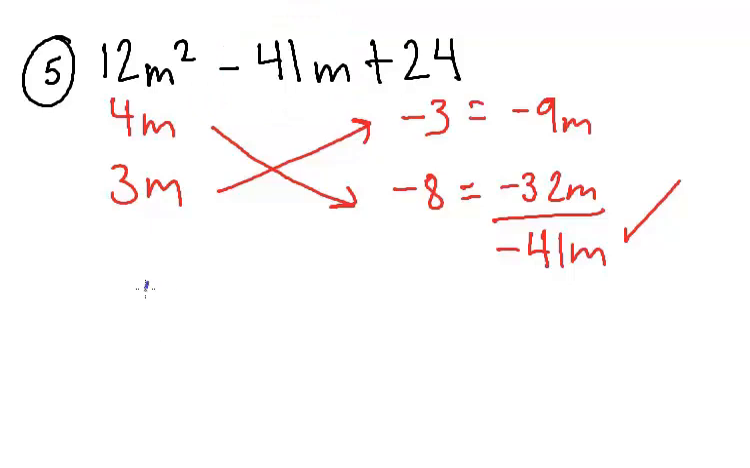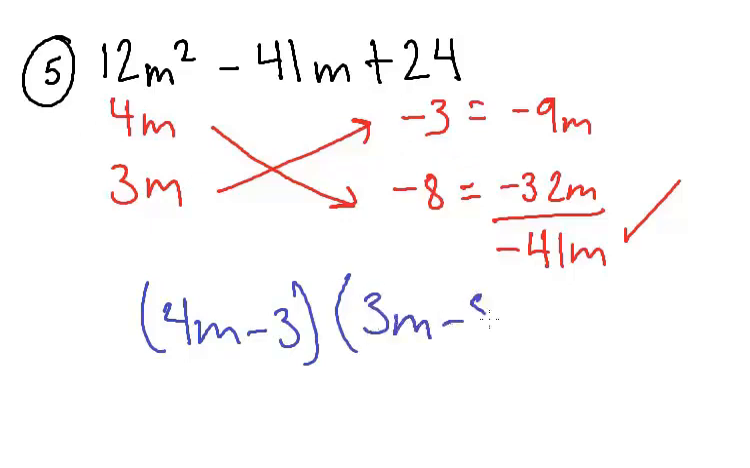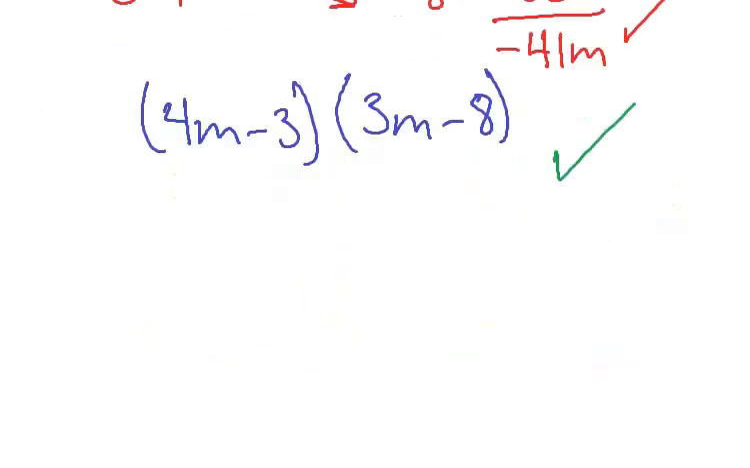The answer for this exercise will be 4m minus 3. I have to copy the first line, yes, and 3m minus 8. That will be the second line. That's how you solve this exercise in particular. So sometimes you're going to have to use double negatives. So you need to think also in that possibility.